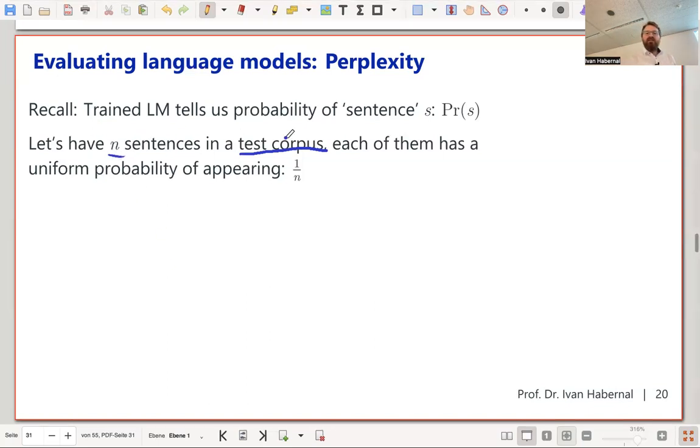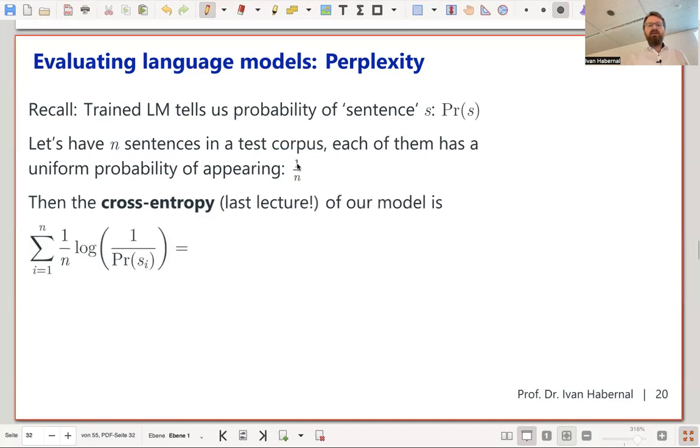And it has n sentences, and each of them has a uniform probability of appearing. So each sentence has a probability 1 over n in your test data, right? You have 100 sentences, and each of them appears with 1% probability. Okay, so this is interesting. Then we can use the cross entropy from last lecture. So the cross entropy of our model is: this is the probability of the sentence, and this is the probability from the language model, and this is the definition of cross entropy.